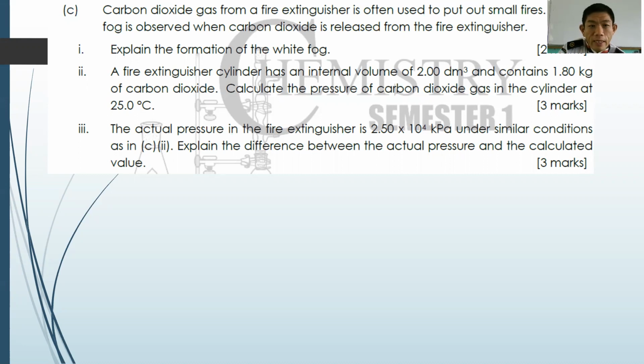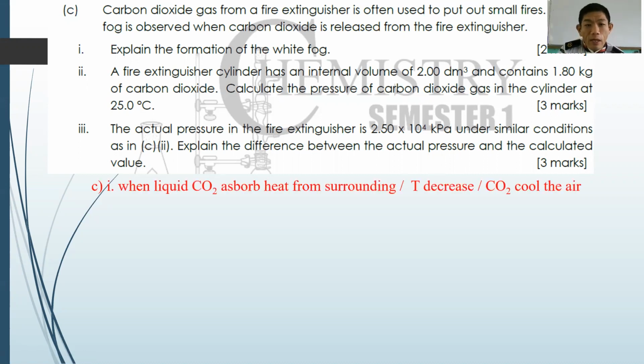Okay. So in here, the two keywords that you should mention are, when carbon dioxide undergoes this vaporization, it absorbs heat from the surrounding. As a result, temperature decreases and the carbon dioxide cools the air. So water vapor from the surrounding condenses to form the fog. Okay, so that is how you explain the formation of white fog.